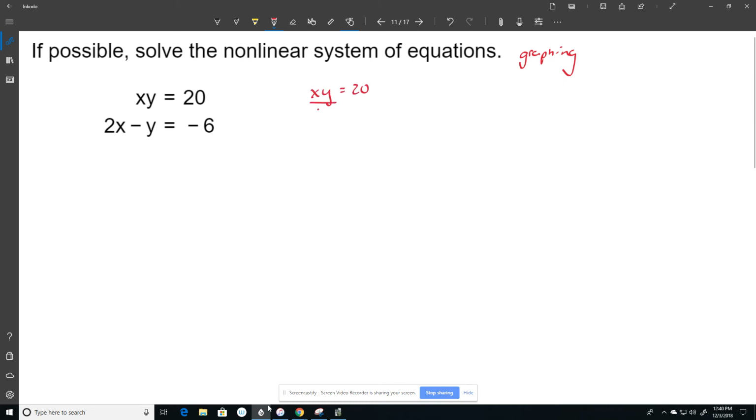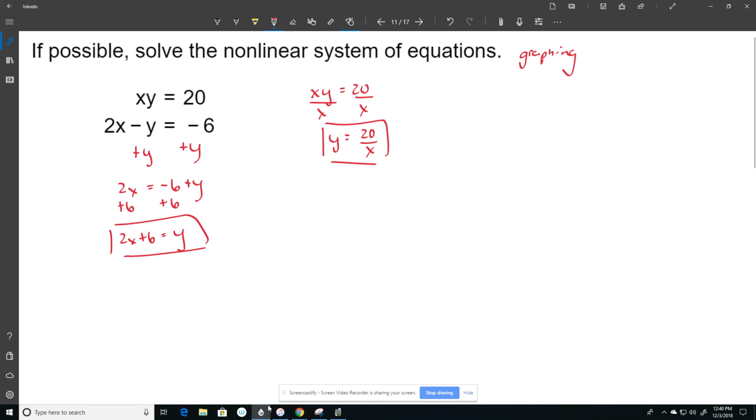I've got to get y by itself, so I divide by x. So y is equal to 20 divided by x. That's not a solution, but that's one of my graphs. The other one, 2x minus y equals -6. I need to solve for y. First thing I'm going to do is add y to both sides because I don't want a negative y. So I'm going to move it over, and then I'm going to move the 6 over to the left. So I get 2x plus 6 equals y. So there's my second graph that I need. So 2x plus 6 and 20 divided by x.